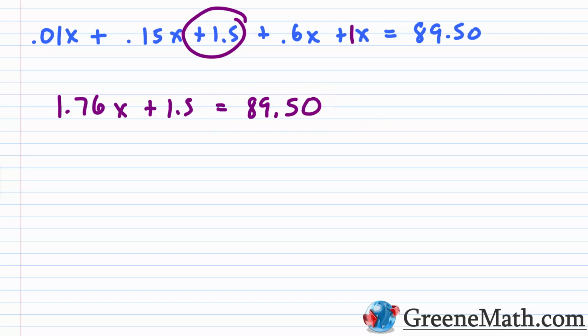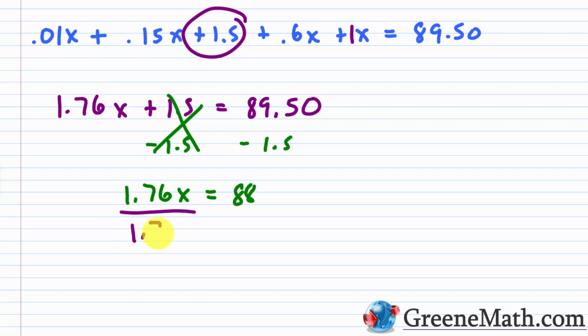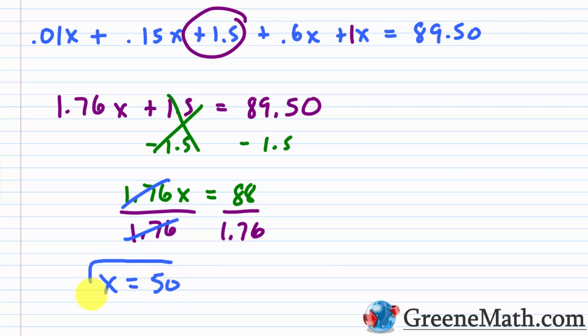Now, if I subtract this 1.5 away from each side of the equation, this will cancel here. You have 1.76x is equal to 89.5 minus 1.5 is 88. Now to get x by itself, I'm going to divide both sides by 1.76. So we know that this is going to cancel, and you'll have that x is equal to 88 divided by 1.76 is 50. So this is our answer here, but again, we've got to go back and make sense of it.